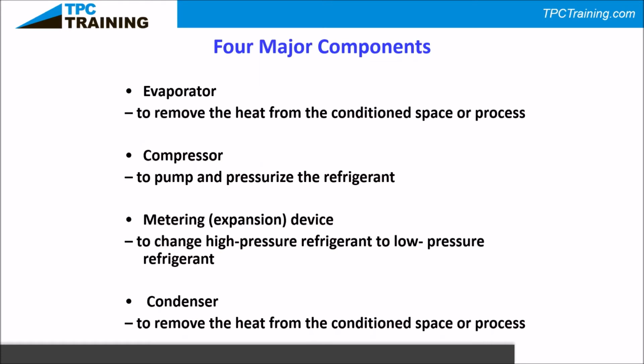The condenser is there to take a high pressure, high temperature vapor and give off heat from the refrigerant, causing it to condense back into a liquid. The compressor is there to pressurize the refrigerant. The key with the compressor is it needs to be in a vapor state. You cannot compress a liquid, but you can compress a vapor.